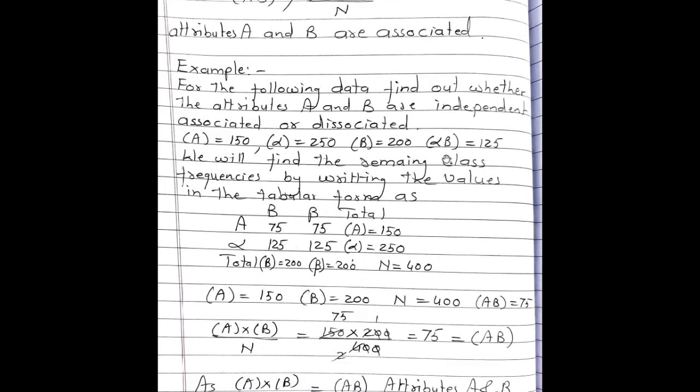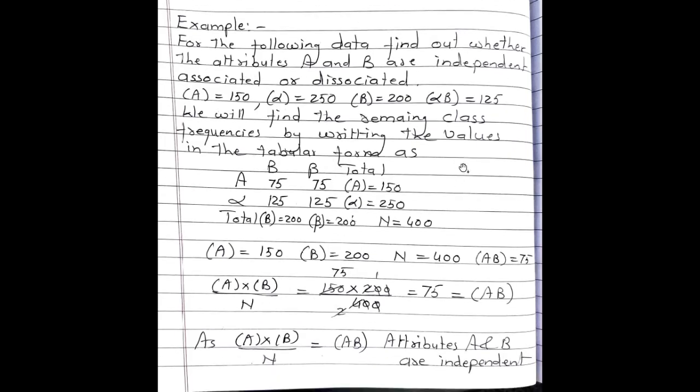Now one more frequency they have given us, alpha B. So alpha B value is 125. So 200 minus 125 will give you 75. 150 minus 75 will give you 75. 75 plus 125 will give you 200.